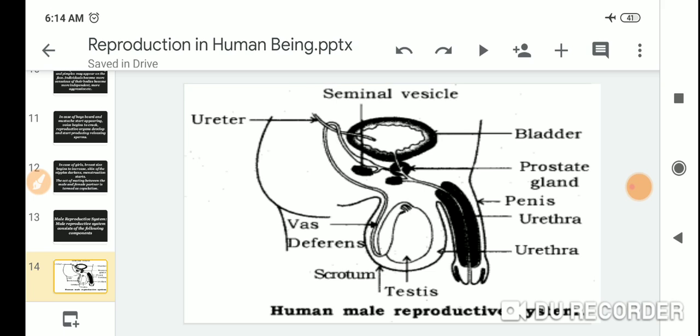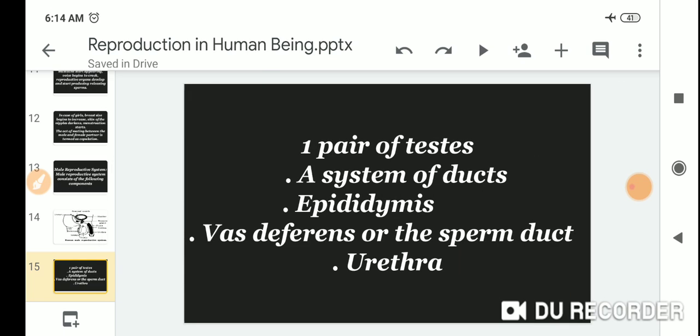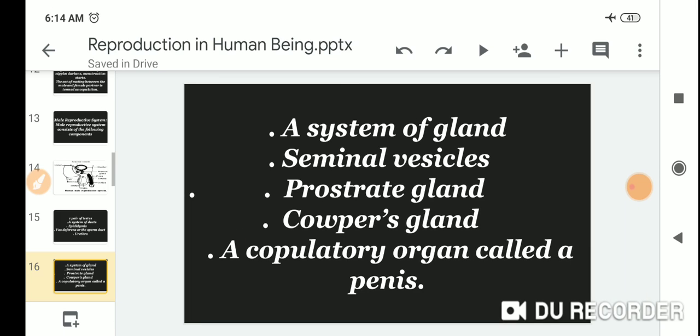Look at this picture of the human male reproductive system. First appear the testis, a system of ducts including the epididymis, vas deferens or sperm duct, and urethra. A system of glands includes the seminal vesicles, prostate gland, and Cowper's gland. The copulatory organ is called the penis.